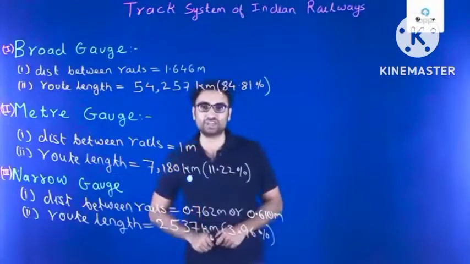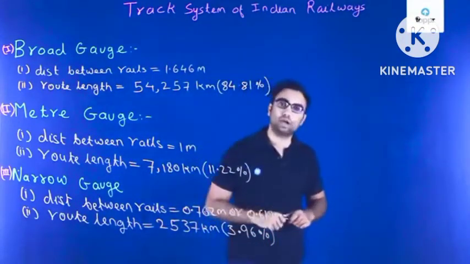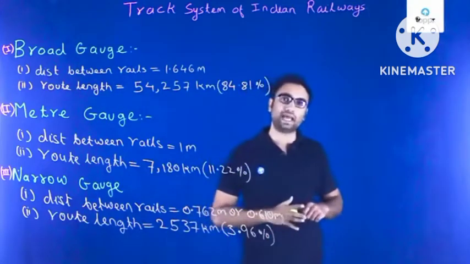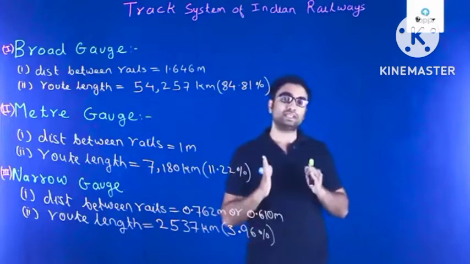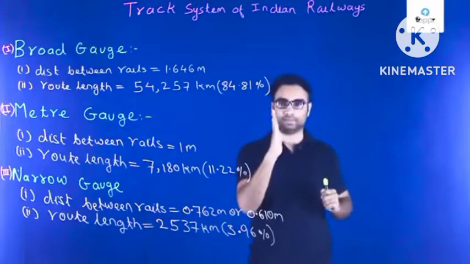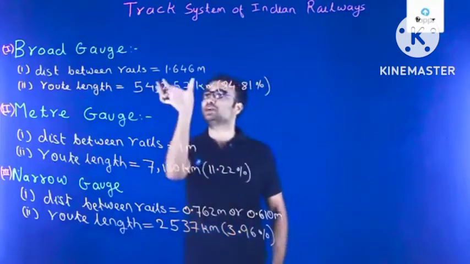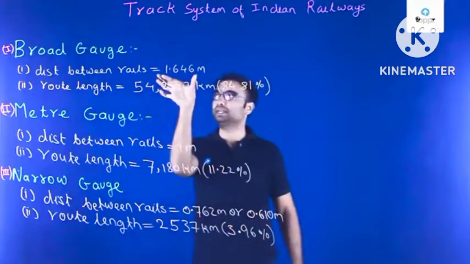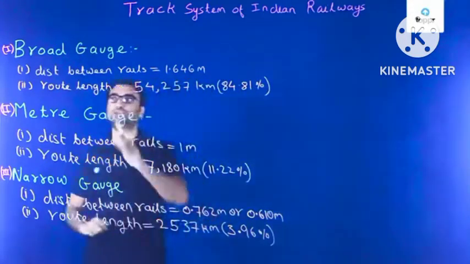Hello students, in this video we are going to study about the track system in Indian Railways. Now remember students, railway lines are categorized in three categories based upon the distance between the two rails of the track. If suppose the distance between the two rails of a track is 1.646 meters, we call it as a broad gauge. So let us study the first category, that is broad gauge.